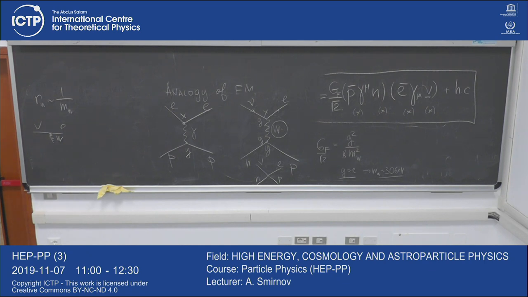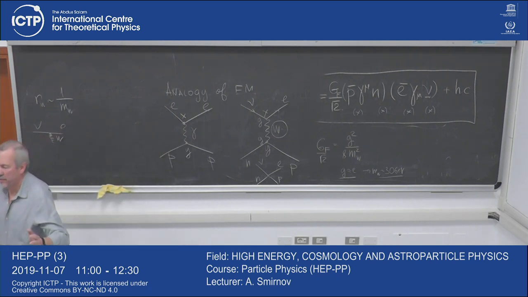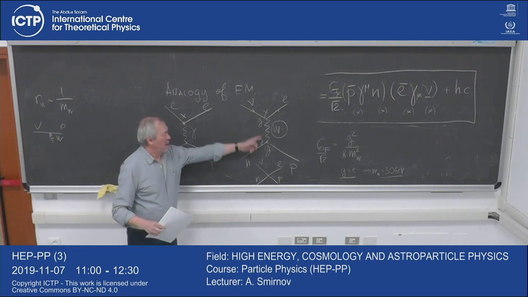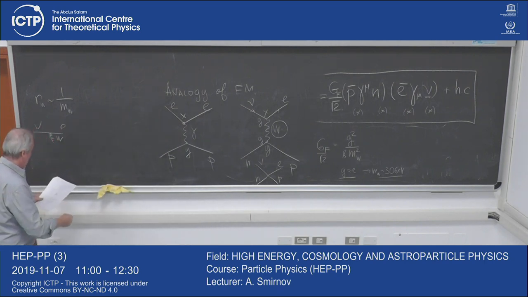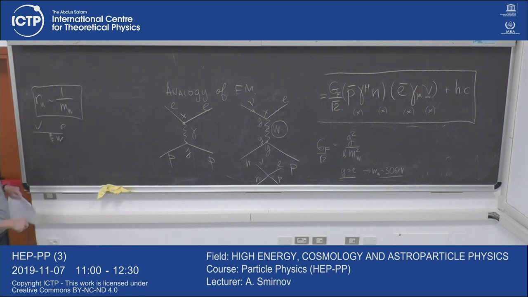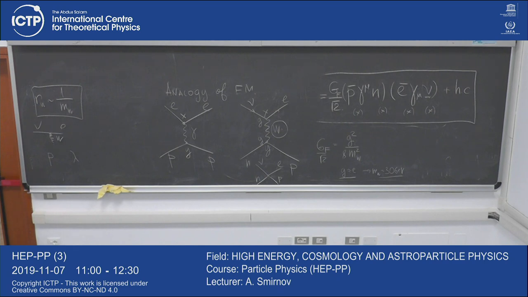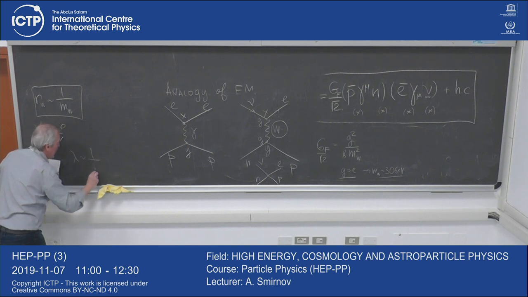But this is very general. In the case of electromagnetic interactions, you have an infinite radius of interactions in principle. And so here you have a W boson, and this is the radius of interactions. Now, suppose you have processes with typical momenta P. Then you can introduce the wavelength, which is the inverse of this P.